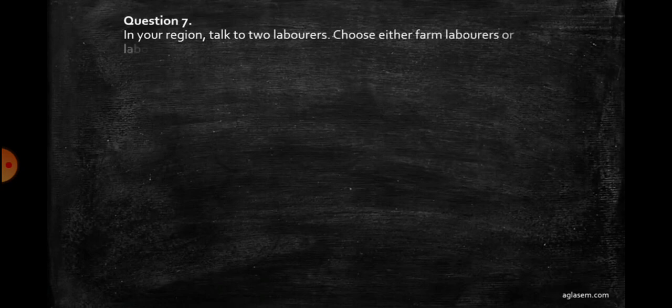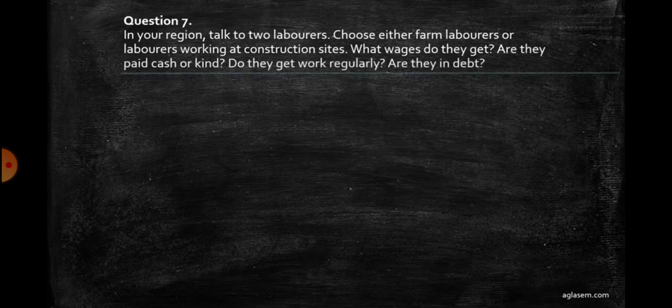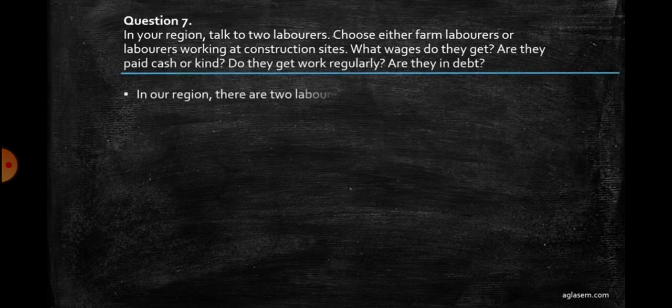Question number 7. In your region, talk to 2 laborers. Choose either farm laborers or laborers working at construction sites. What wages do they get? Are they paid cash or kind? Do they get work regularly? Are they in debt? Answer: in our region there are 2 laborers, namely Ram Khilwan and Basanti.